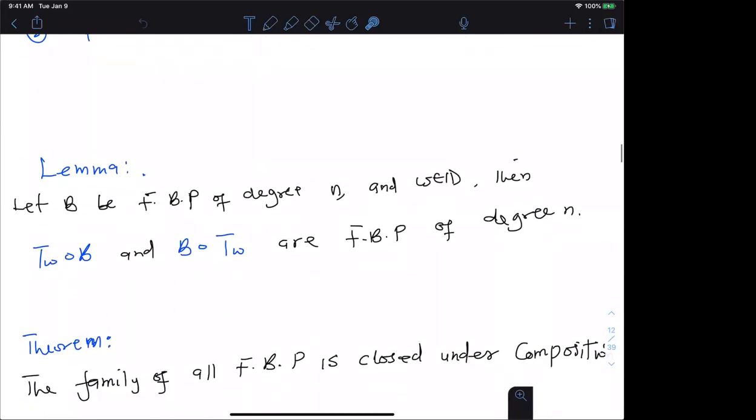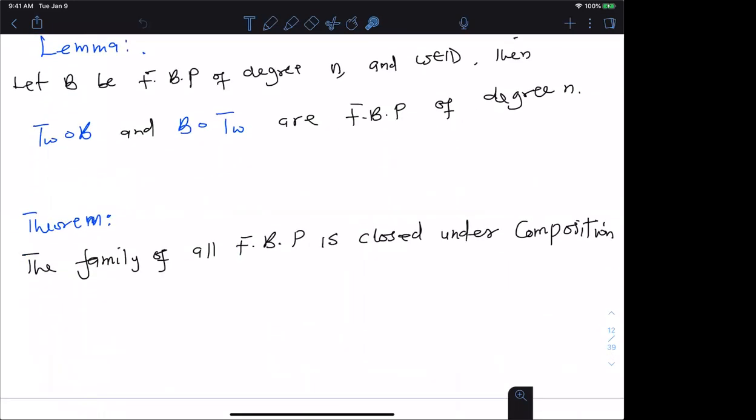The next lemma or theorem says that if we compose a finite Blaschke product with one of the special, quote unquote, automorphisms of the disk, then the result is another finite Blaschke product of the same degree as the original Blaschke product. We are not guaranteed yet whether this composition is commutative. So T_omega composed with B is not necessarily equal to B composed with T_omega, but they are all finite Blaschke products of the same degree as the starting Blaschke product.